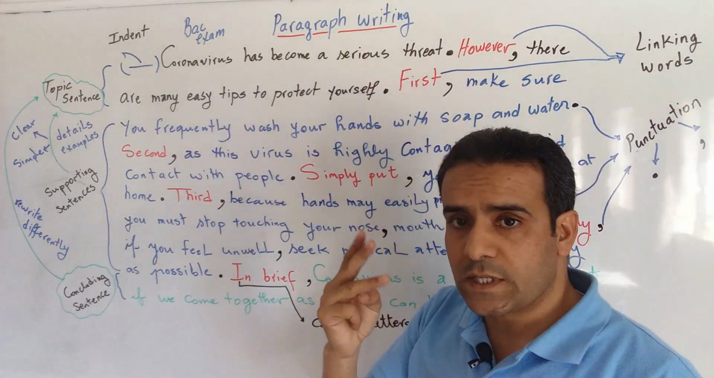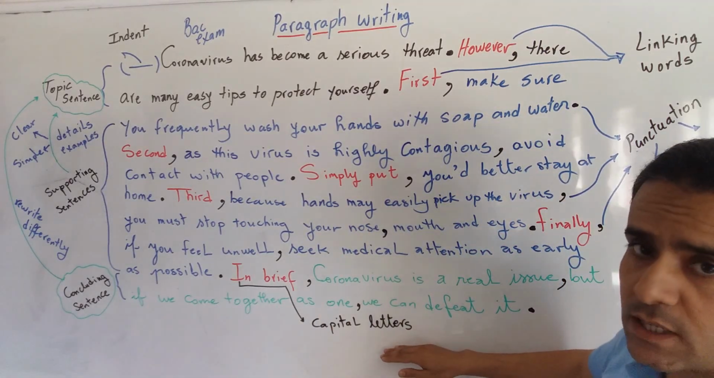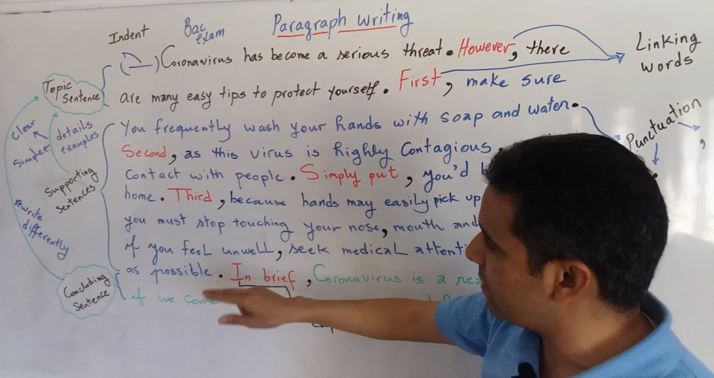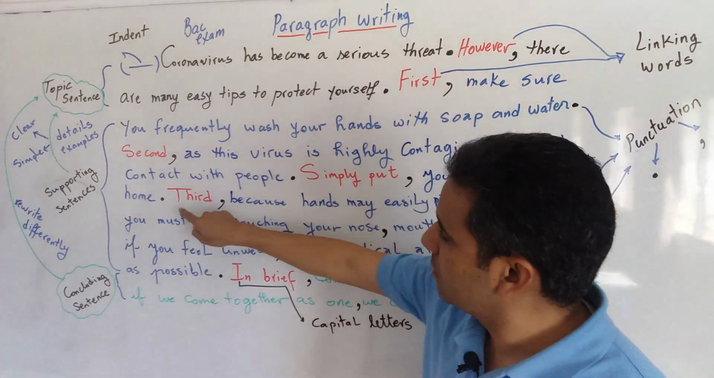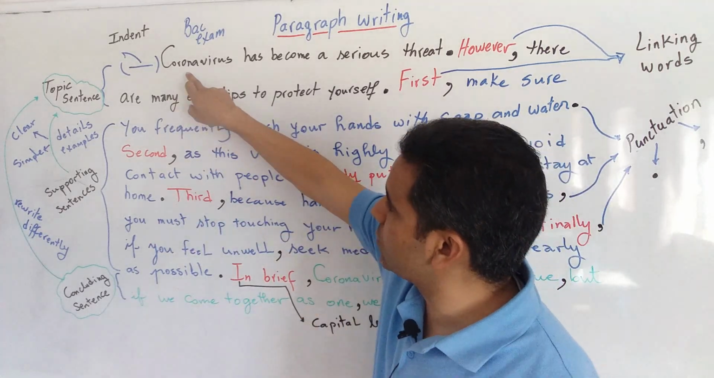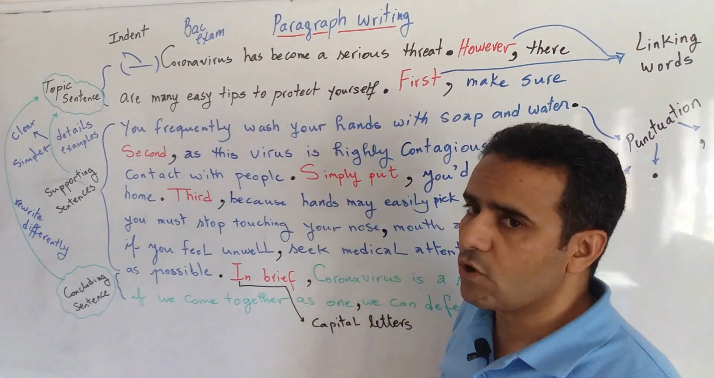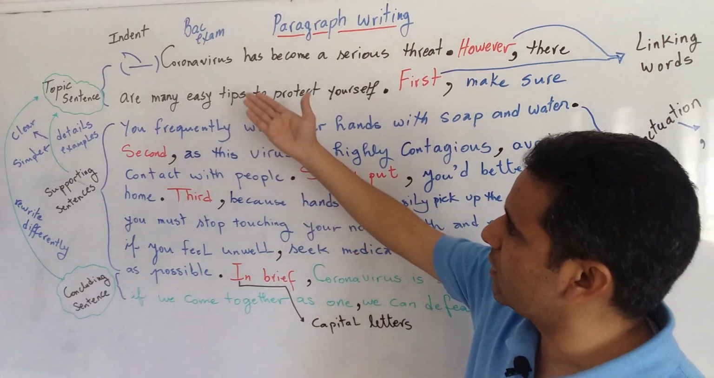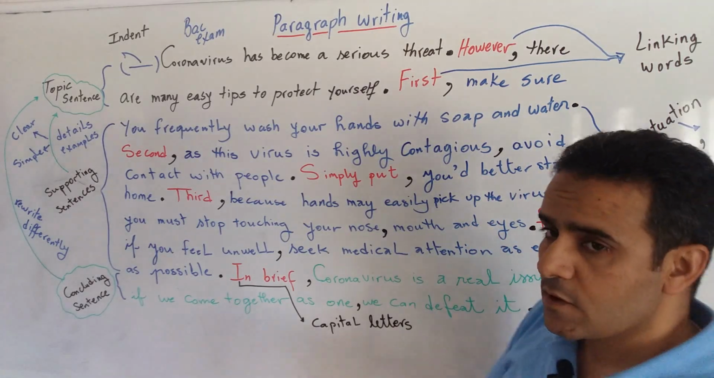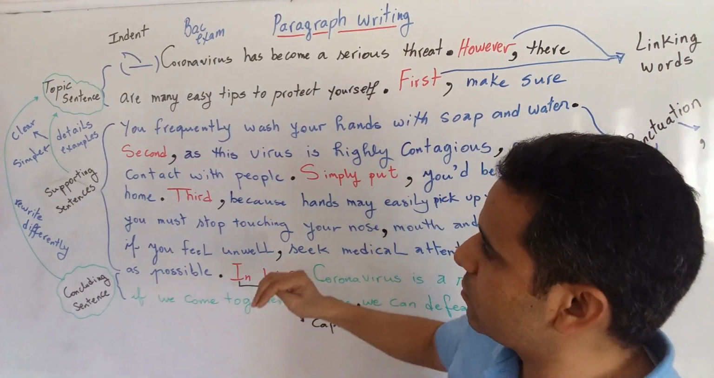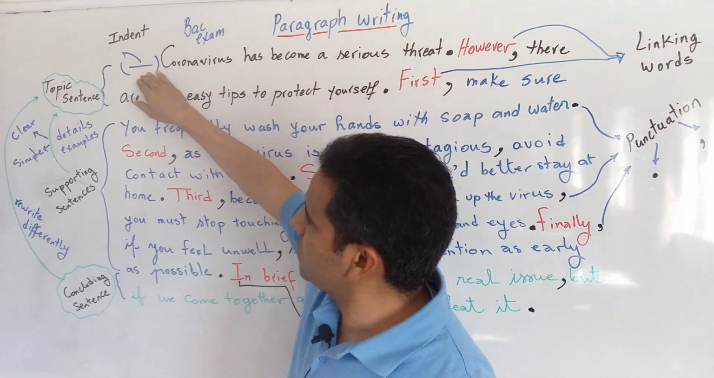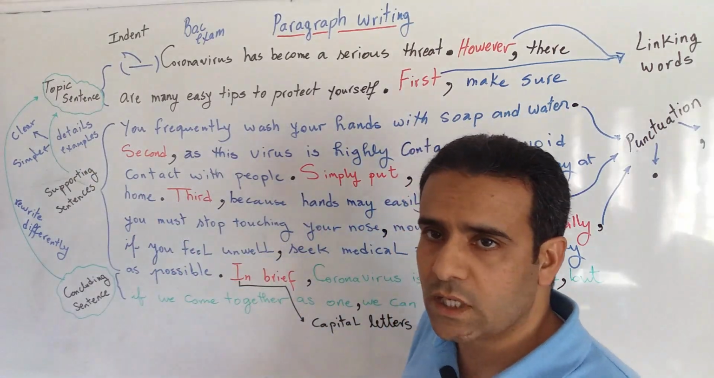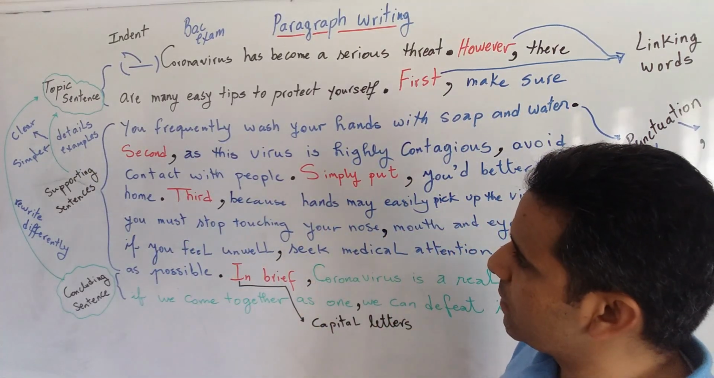Okay. The third tip is this one, capital letters. So after a full stop we should always have a capital letter. Or of course if you have a specific name of something, a place or an object or anything, like in this case coronavirus. The last tip I'd like you to bear in mind is this, indents. So before you write, you should leave a little space in the beginning of your paragraph.